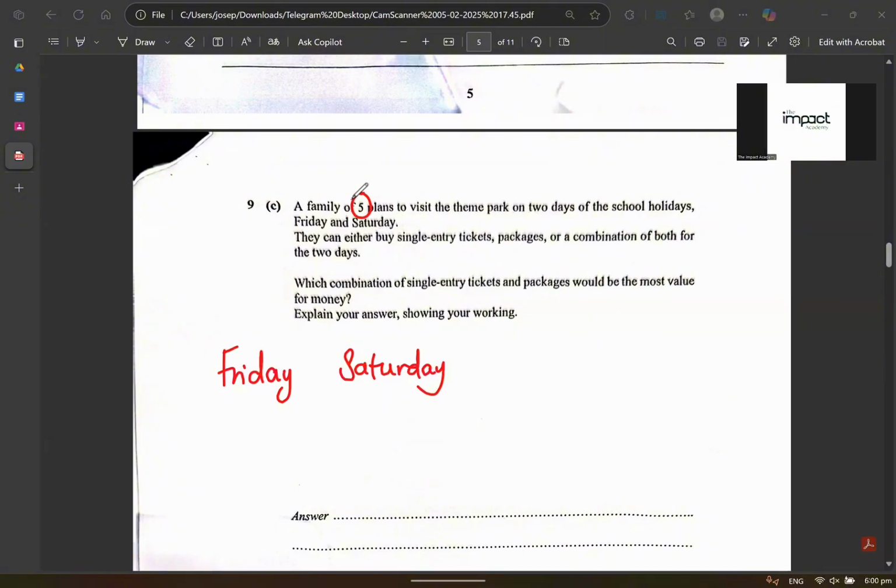Packages, or a combination of both of the 2 days. Keyword is which one will be the most value for money. Value for money basically in this sense means what? The cheapest now. True? Which one do you think is best? Let's work it out, okay?